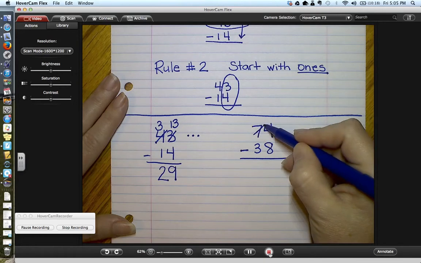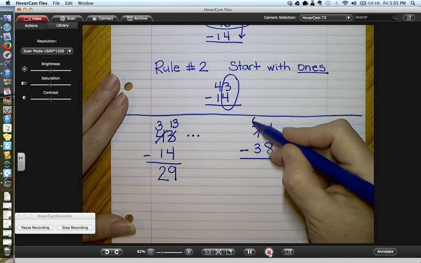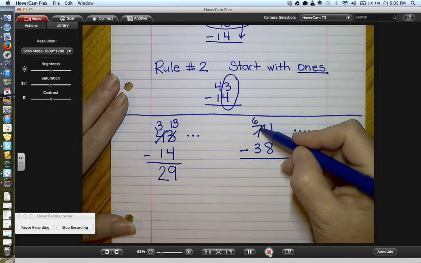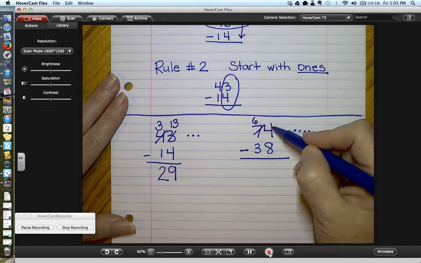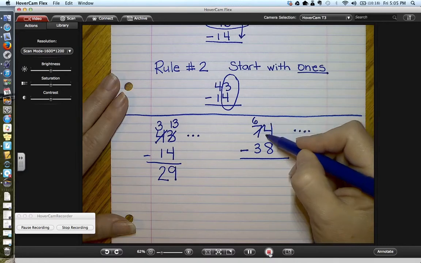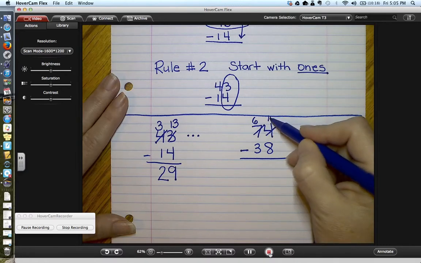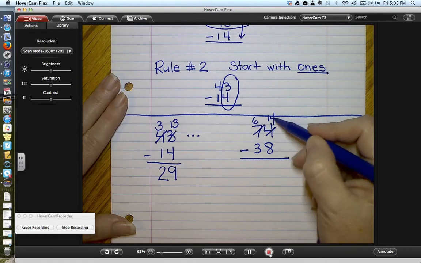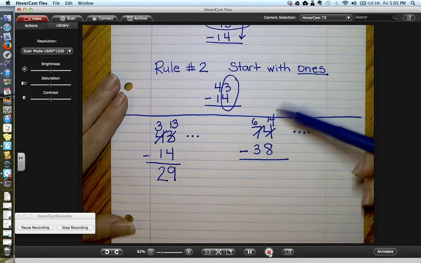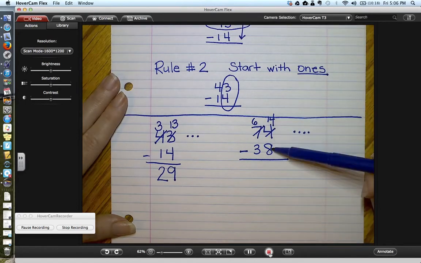Cross out that 7. Now there's only 6 left. We're going to take one of those away. That 10 that we took away, we're going to add it to this 4. So now 10 and 4 is no longer 4, it's actually 14. You probably noticed that all that happens every time is that you just stick a little 1 in front of this digit. So it's a 1, 4 instead of a 4. It's 14 now. Now we can subtract 14 minus 8.